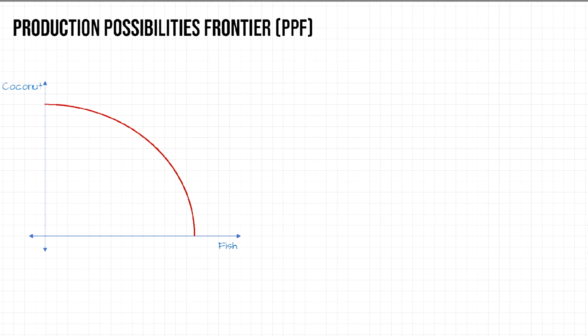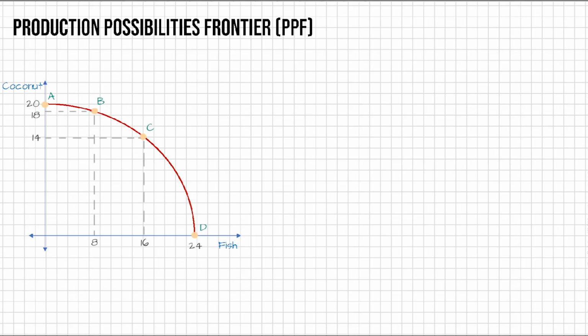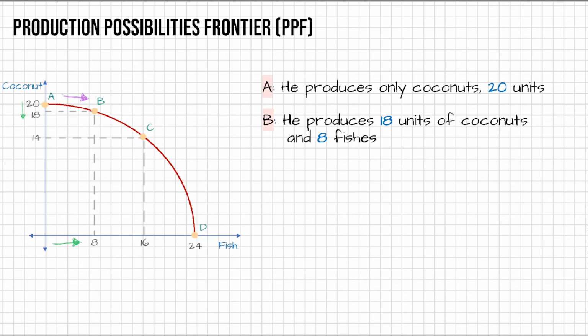Now let's see what happens when we move along the production possibilities frontier. Here we have 4 points along the PPF. At point A, the economy produces only coconuts, 20 units. Now let's say we want to change that a little and start producing 8 units of fish. To move from point A to point B, we have to give up 2 units of coconuts. So now we produce 18 units of coconuts to get those 8 units of fish.